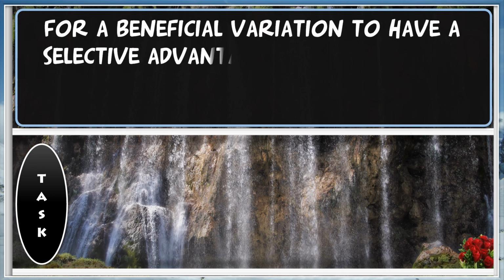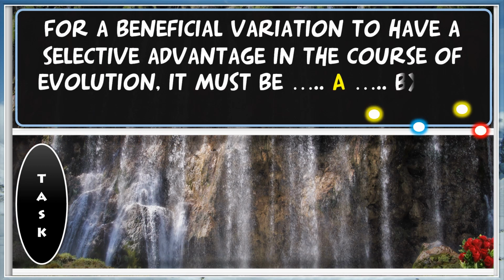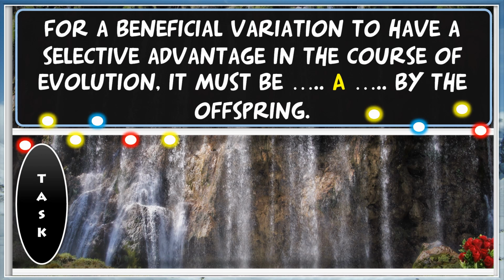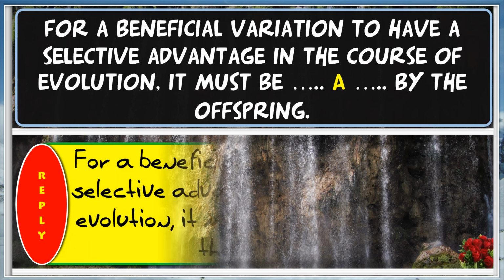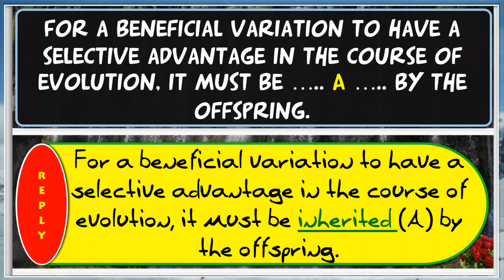For the beneficial variation to have a selective advantage in the course of evolution, it must be dash by the offspring. For a beneficial variation to have a selective advantage in the course of evolution, it must be inherited by the offspring.